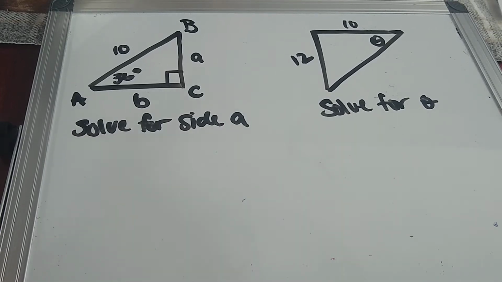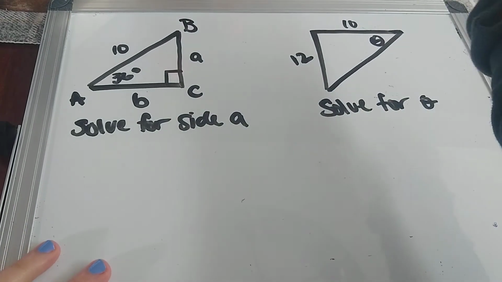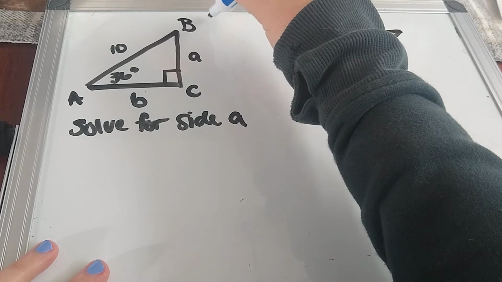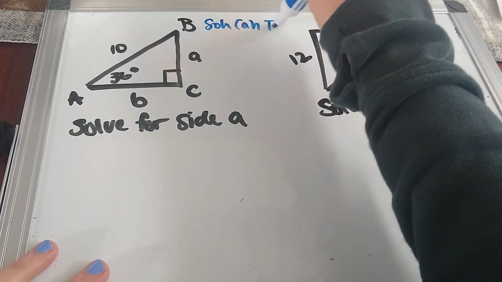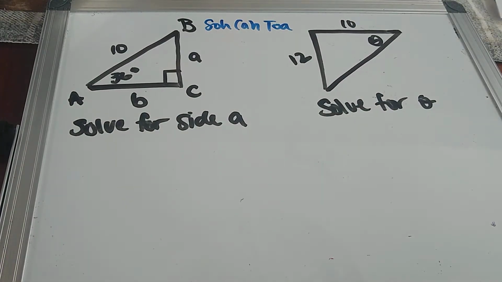All right, guys, we are going to quickly go over some problems for solving triangles. This is using our right triangle trigonometry, so we're going to be working with sine, cosine, and tangent. So one thing we talked about is an acronym for sine, cosine, and tangent, so we remember what function we're using. SOHCAHTOA is our acronym we're going to be working with.